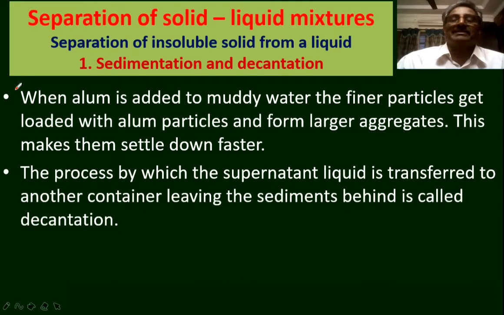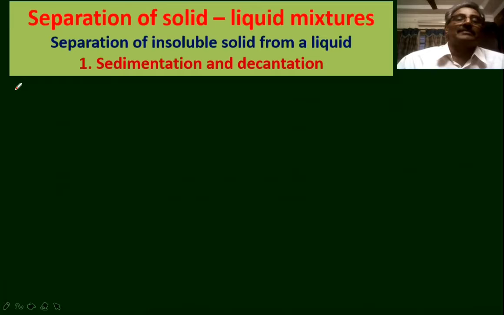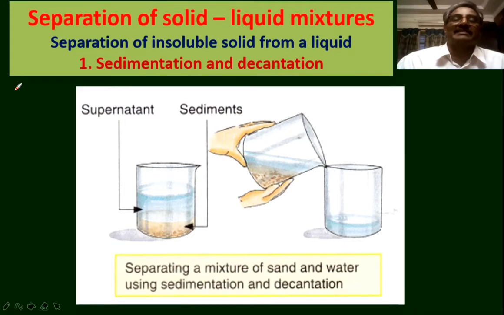The process by which the supernatant liquid is transferred to another container, leaving the sediments behind, is called decantation. The process of sedimentation and decantation is shown in this figure. The smaller particles of solid are allowed to settle down at the bottom, and the supernatant liquid is separated from the sediment by transfer of the liquid carefully into another container.